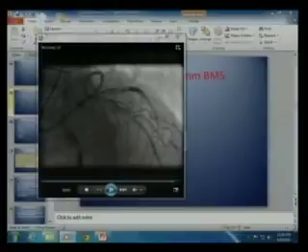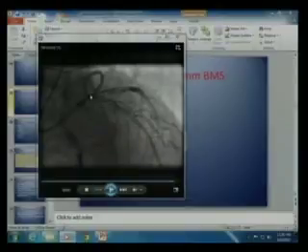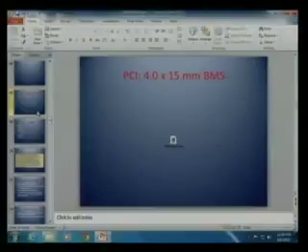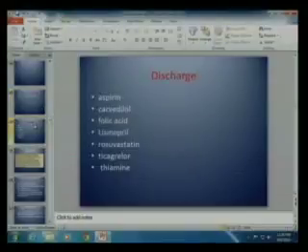So for this patient, we thought he may not be able to take antiplatelets for a year, so we decided to put in a bare metal stent. We put in a 4 by 50 millimeter bare metal stent, and then he was discharged on dual antiplatelets, an ACE inhibitor, and a statin.